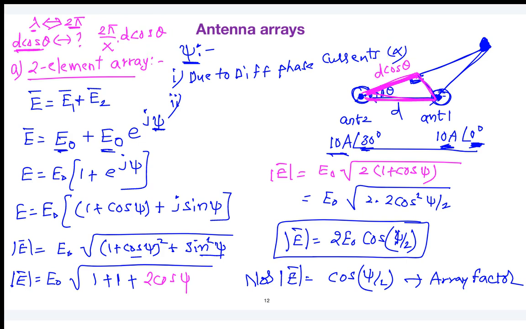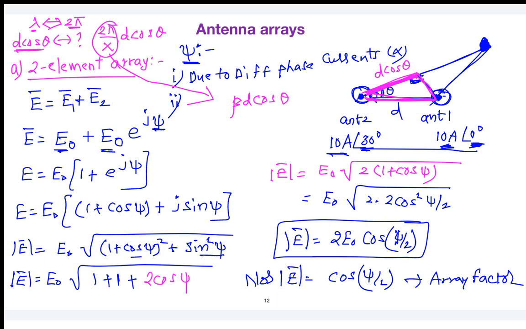So I can simplify this. This 2 pi by lambda is basically your beta itself, the propagation constant. So that will be beta d cos theta. So this is very, very important. You have to understand it right now.